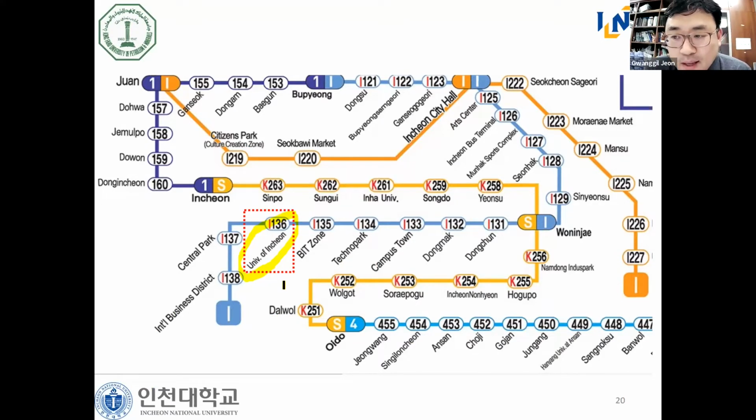We have two names. Previously, we were called University of Incheon, but now we changed the name to Incheon National University. The reason we changed the name is to attract high school students, because private schools are normally expensive. The tuition fee is expensive, but a national university costs only half the tuition fee of a private school. So this is the end of the introduction of Incheon and Incheon National University.